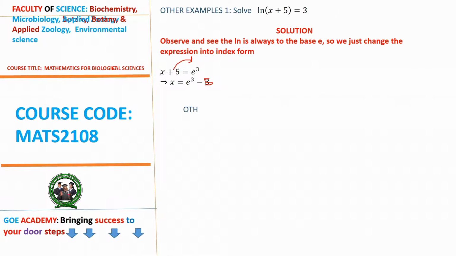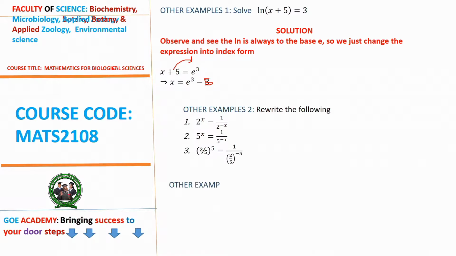Simple. So if we're asked to rewrite the following, first one, we have 2 raised to the power x. From our law of negative powers, 2 raised to the power x is the same as 1 divided by 2 raised to the power minus x. It's just another way of writing the function. 5 raised to the power x, still from the law of negative powers, is the same as that. 2 divided by 5 raised to the power 5 is the same as 1 divided by 2 divided by 5, all of that raised to the power minus 5.